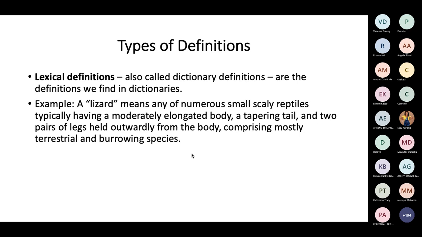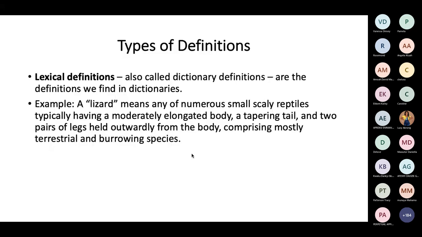So let's move on to types of definitions. Now we have lexical definitions, also called dictionary definitions. These are the definitions we find in dictionaries. Example, a lizard means any of the numerous small scaly reptiles, typically having a moderately elongated body, a tapering tail, and two pairs of legs held outwardly from the body, consisting mostly of terrestrial and burrowing species. So this is the definition of a lizard, which you are likely to find in a dictionary. We call it a lexical definition.